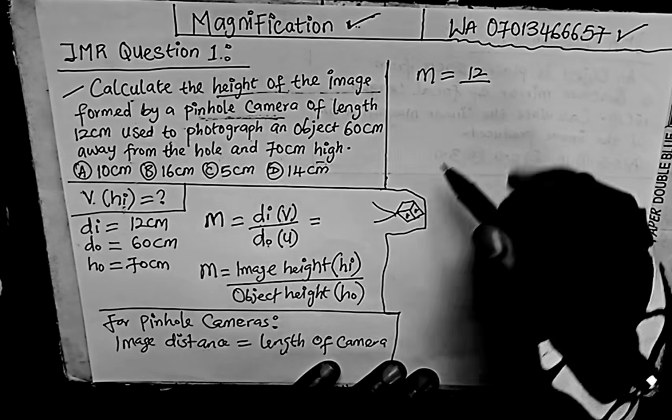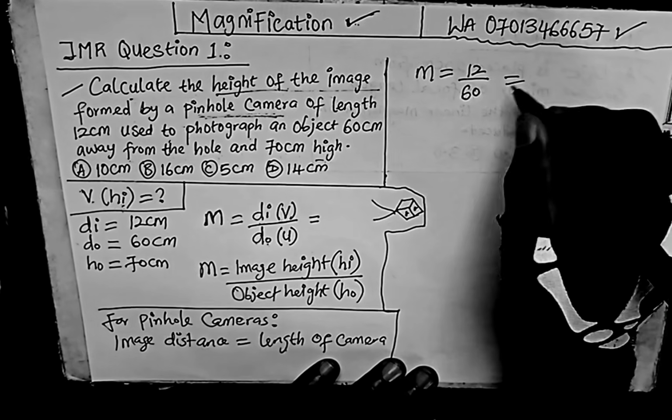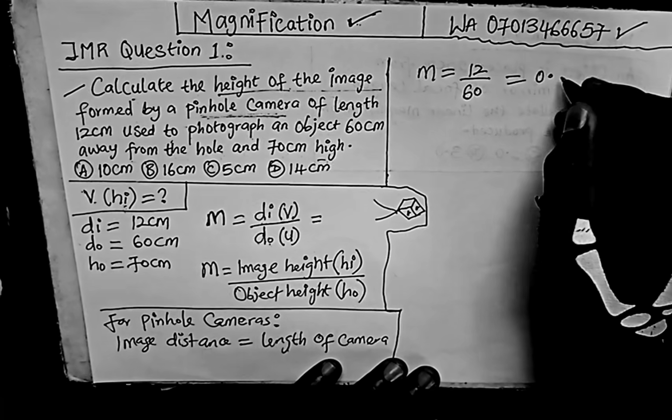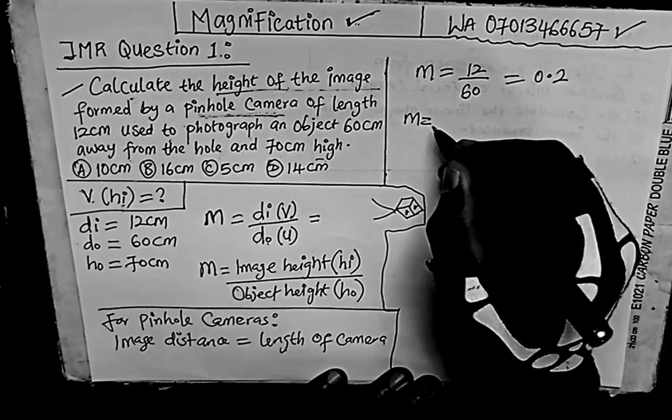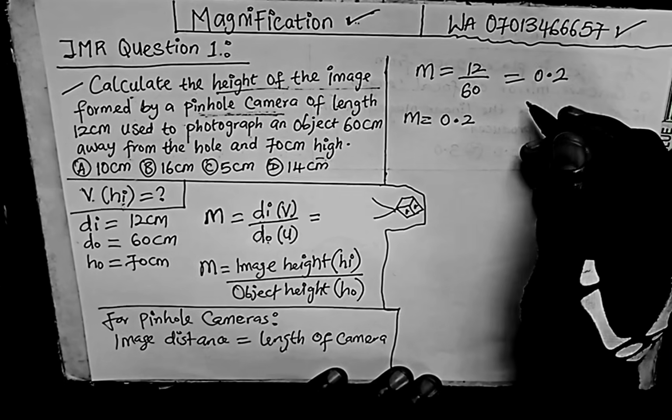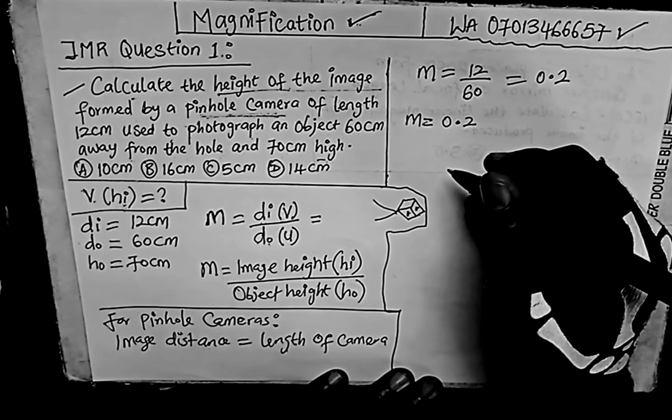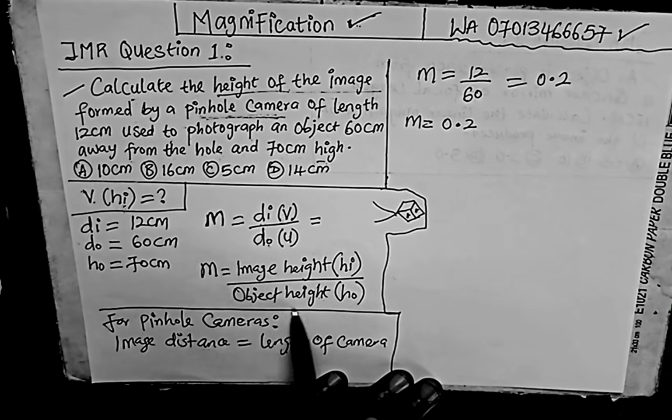That's 60. So 12 divided by 60 will give us what? That will give us 0.2. Since that gives us 0.2, the magnification is now equal to 0.2. Since we want the magnification, we're going to apply the formula of magnification. We're going to apply this second formula.